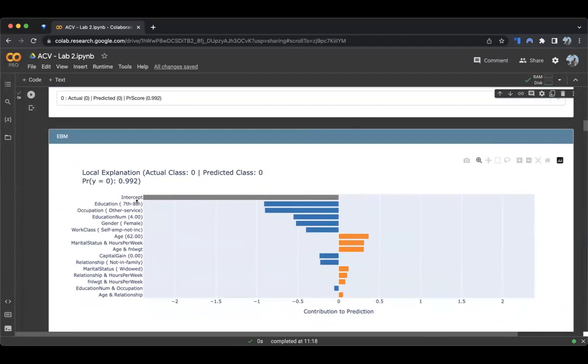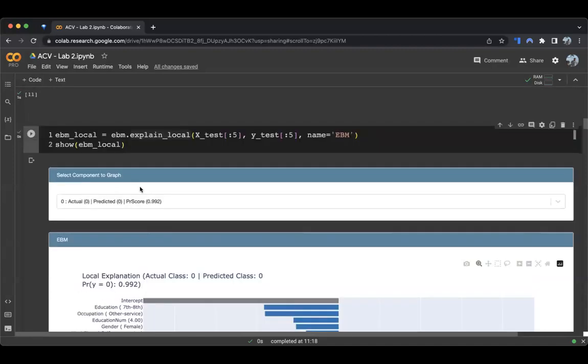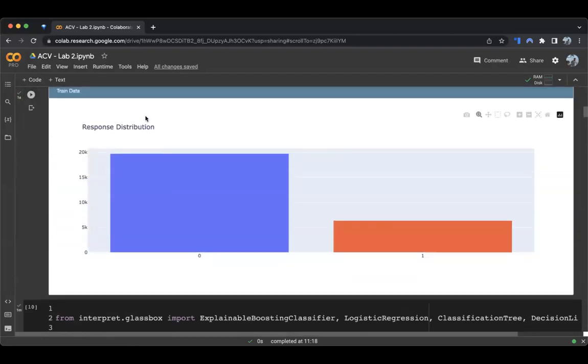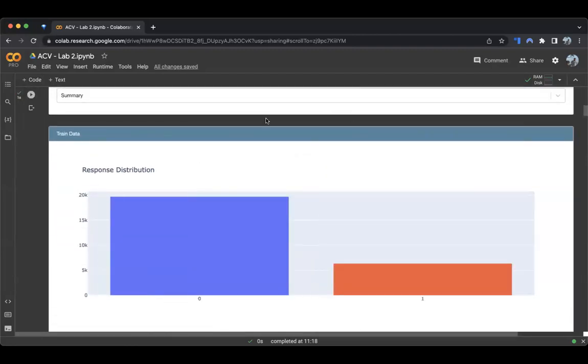And here we can see education. He was in the 7th or 8th grade, clearly not something that is helping him at all. Occupation, other services, so we don't have enough information. Education number, gender, female. Sadly, females earn less, especially when they get married. So here we can clearly see that just because of being female, you are more likely to be losing money.